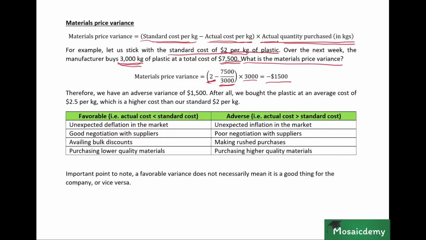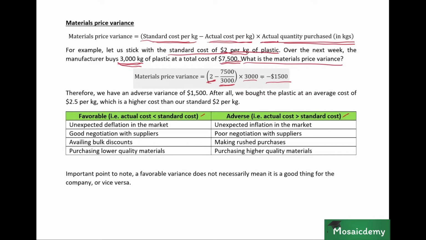We don't just look at whether the variance is favorable or adverse, we need to look at why it was favorable or adverse. The table below highlights some of the reasons why a variance could be favorable or adverse. Favorable meaning that the actual cost we paid was less than the standard cost we expected to pay, and adverse meaning that the actual cost we paid was more than the standard cost we expected to pay, like in our example above.